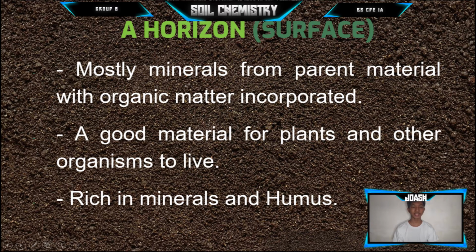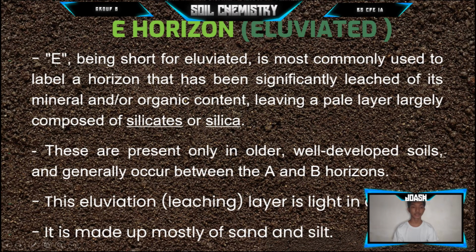The third layer is the E horizon. This eluviation layer is light in color. This layer is beneath the A horizon and above the B horizon. It is made up mostly of sand and silt, having lost most of its minerals and clay as water drips through the soil in the process of eluviation.